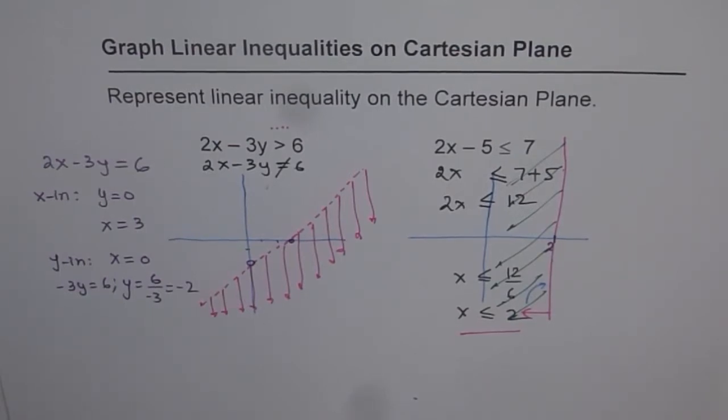Now, if you want, you can check this one also. That is, let's check with x equals 0. Is it on the shaded portion? Yes, it is. 0 is less than or equal to 2 is true for us. So that is how we can check and be doubly sure that the job we've done is perfect. So have a good look at it, and then move on with more examples on linear inequalities on coordinate planes or Cartesian planes, both are one and the same thing.